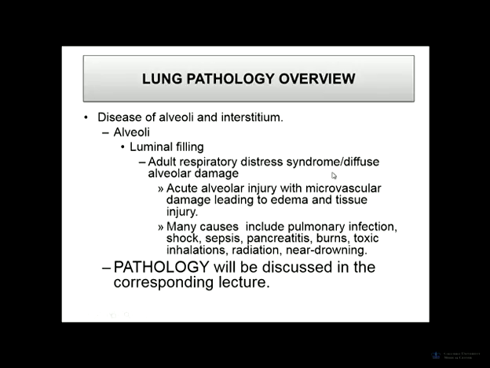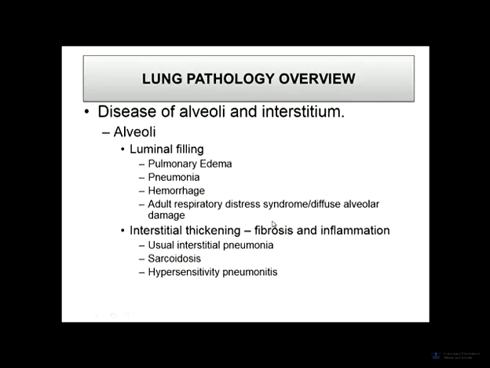ARDS, diffuse alveolar damage, is an acute alveolar injury with microvascular damage. You get edema and tissue injury. In addition to edema, there are injuries to the epithelium which result in necrotic material in the alveolar space, which are called hyaline membranes. Again, it's still a disease of luminal filling, but it also has an interstitial component because it damaged the alveolar capillary membrane. You're going to hear more about that in the corresponding ARDS lecture.